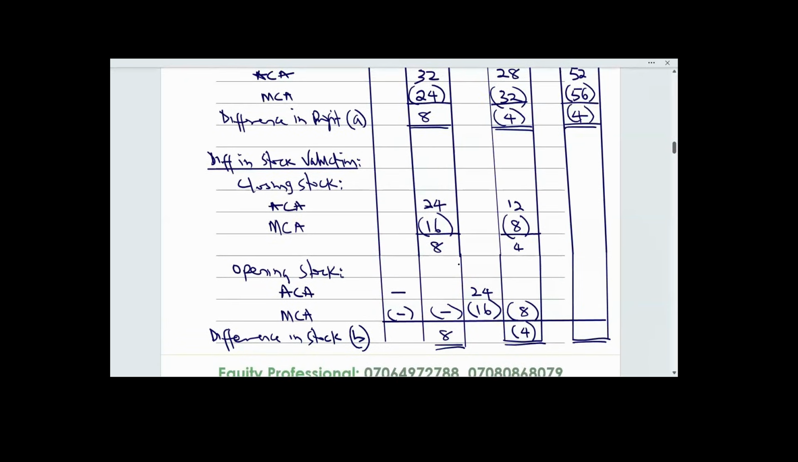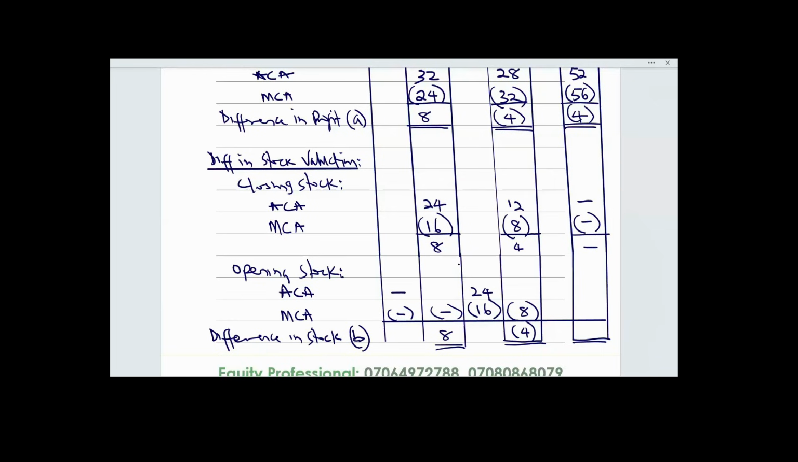In the third period, we've already found the difference in profits. So let's do the difference in stock valuation for the third period. Which is closing stock. In the third period, closing stock is 0. We don't have any closing stock. Therefore, this one will be dash, that is 0. If you like, you can put 0 or put dash.